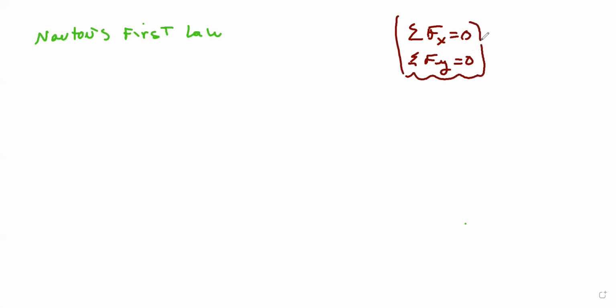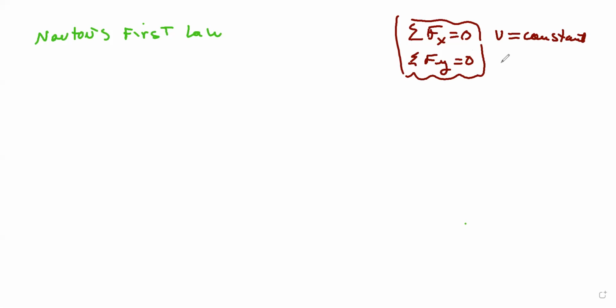So we're going to talk about Newton's first law. This law says that the summation of the forces in the x direction is equal to 0, and the summation of the forces in the y direction is equal to 0. And this happens when a particle is moving with constant velocity, or when the particle is at rest.